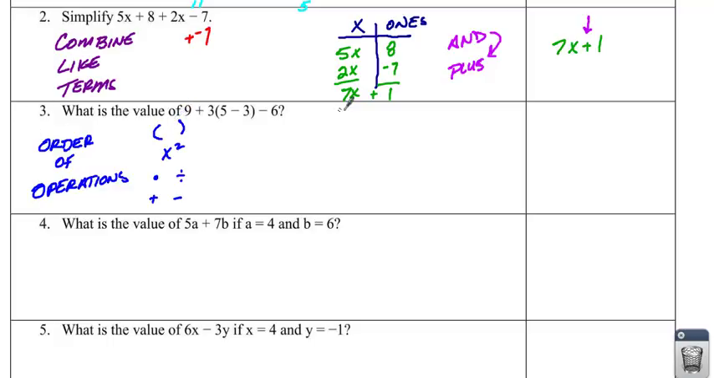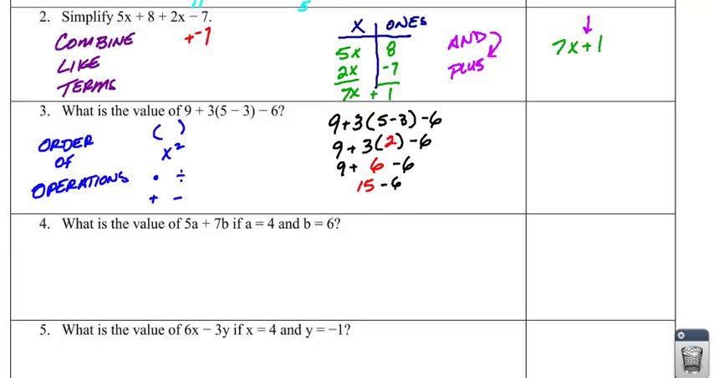So in this problem, 9 plus 3 times 5 minus 3 minus 6 more, the first thing that happens is right here. It's the parentheses, 5 minus 3. Nothing else changes that first time. We still have 9 plus 3 times the 2 minus the 6. The next thing that happens is the 3 times the 2. So now we've got 9 plus 6 minus 6. Then you can go ahead and do the 9 plus the 6. That's going to give you 15. Take away 6. And the very last thing you do would be the 15 take away 6, and you get the 9. And 9 is our final answer.